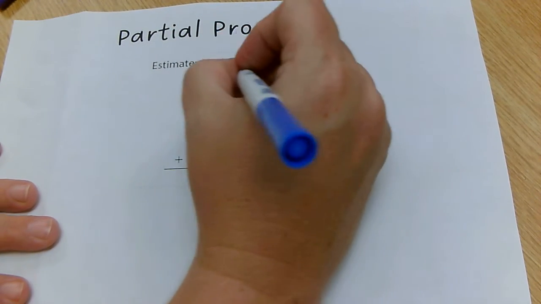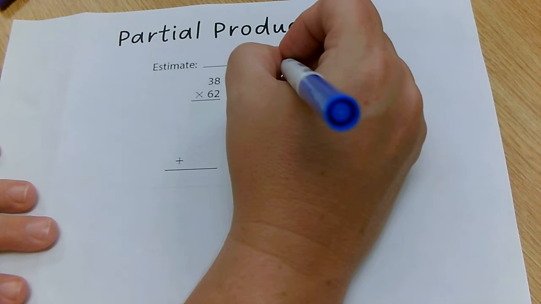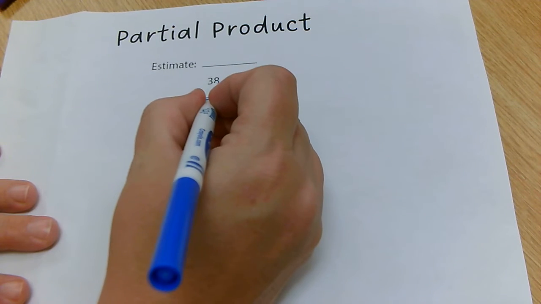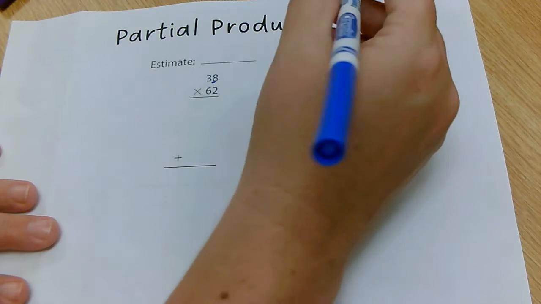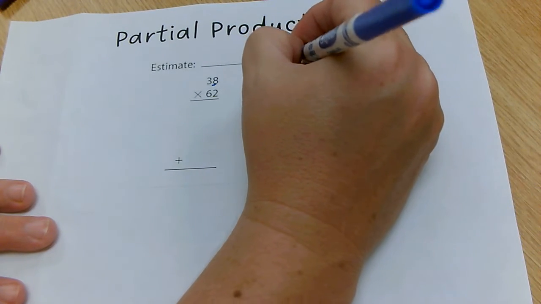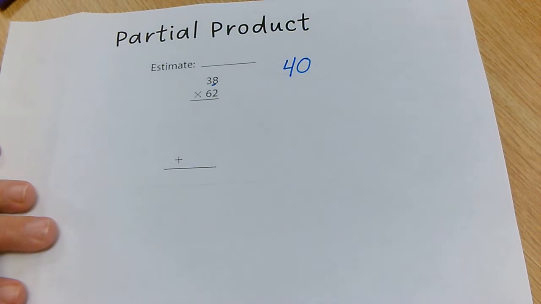So here I'm going to estimate that 38. If I round 38, the 8 is going to tell the 3 to do what? Well, I know that 8 is going to tell the 3 to get bigger. So the 3 is going to become a 4 and the 8 becomes a 0. So 38 rounded to the nearest 10 would round to 40.